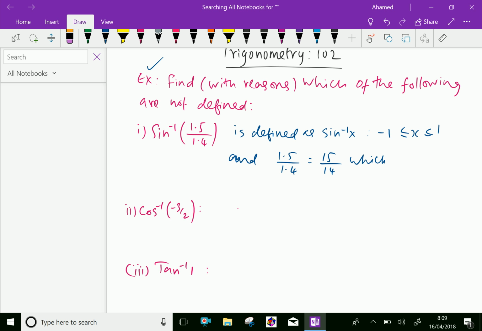Suppose here instead of 1.4 we change it as 1.8. Here 1.8 is 18, which lies in the domain, which lies in this interval, means between -1 to 1. So the function is defined.